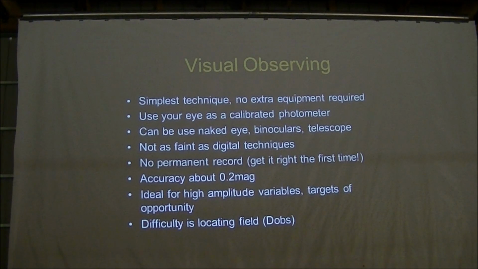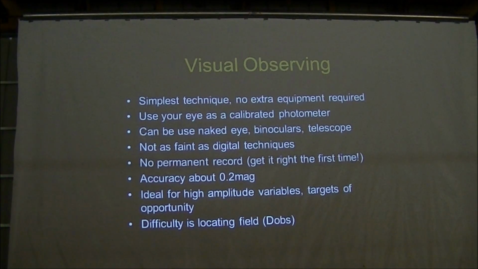Now let me start off with visual observing, because that's the simplest and the cheapest. You don't need any extra equipment outside of your eyeballs, and you can do this visually. There's a couple dozen objects that are bright enough that you can go out tonight and measure the brightness of a variable star. Mira is one of those.